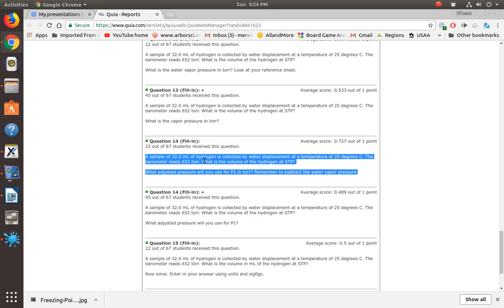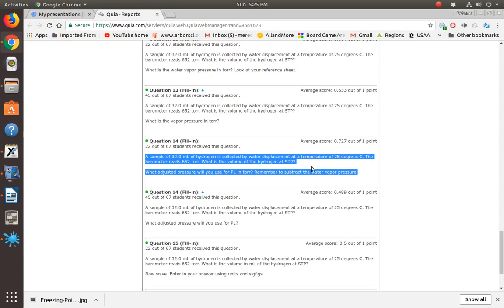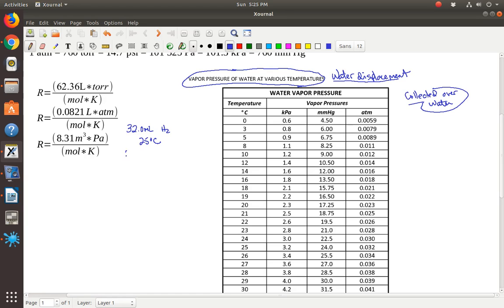So we had a 32 mL sample of hydrogen, and it's collected at 25 degrees Celsius. I'm going to write the information here. 32.0 mL of hydrogen, collected at 25 degrees Celsius. And the barometer reads 652 torr. And they want to know the new volume at STP. Okay, so that was all the pieces.